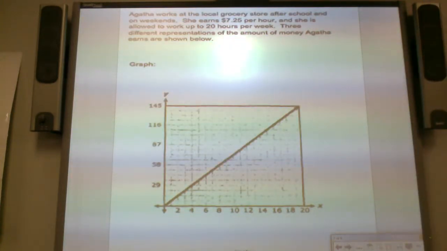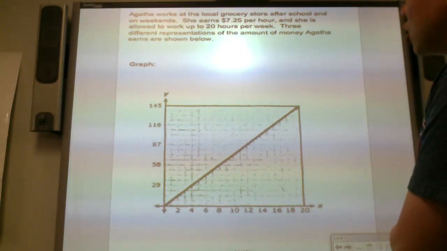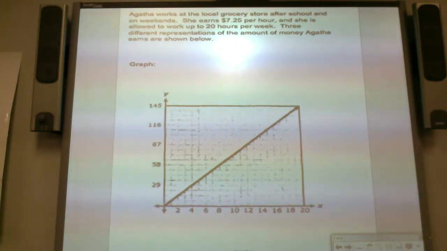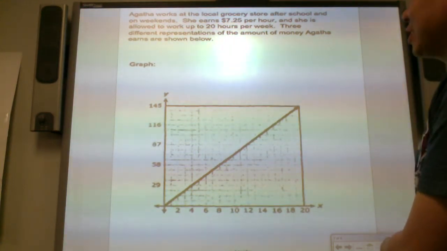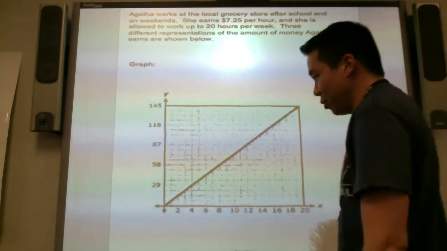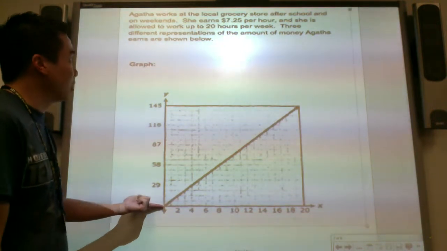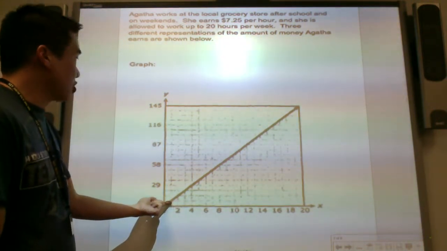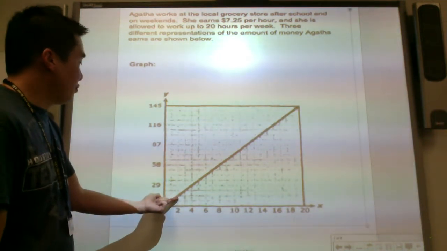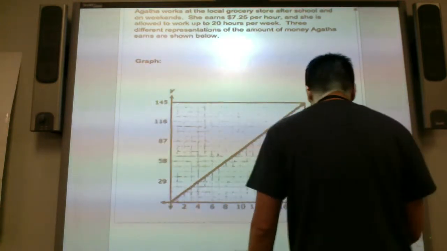All right, next one. Agatha works at a local grocery store after school and on weekends. She earns $7.25 per hour, and she is allowed to work up to 20 hours per week. Three different representations of the amount of money Agatha earns are shown below. In this graph, in 0 hours she makes $0. In 1 hour, it looks like she makes $7.25. In 2 hours, it looks like she makes $14.50, and so on. So it's slowly going up.